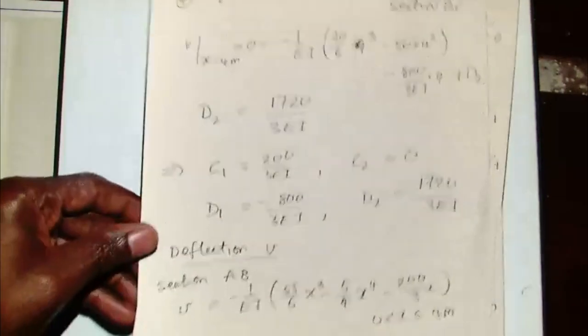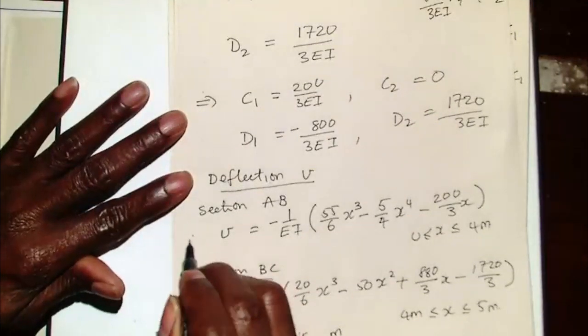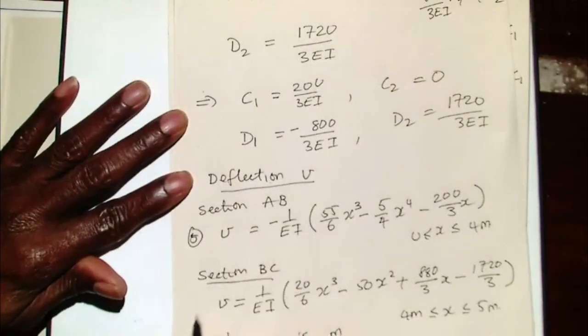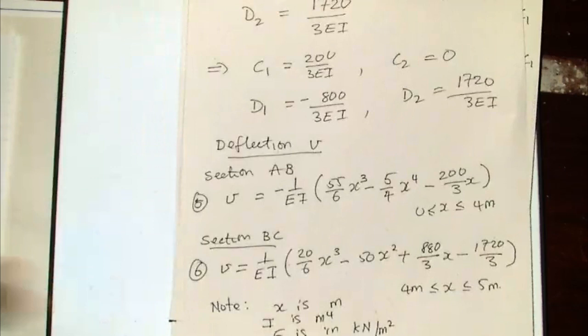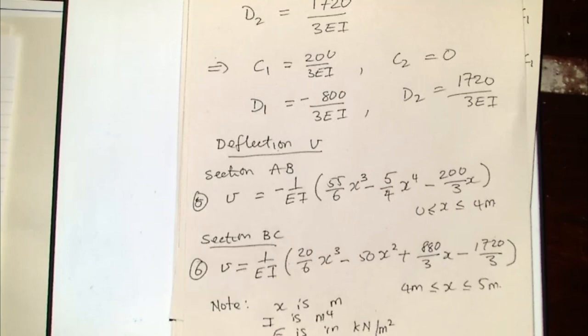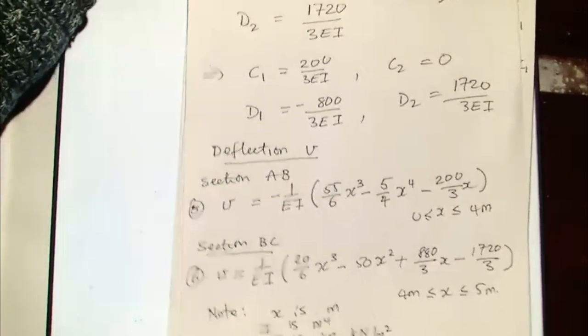And which of the two equations should we use? Is it this or this? This second one. So I'm going to use that second one, and I'm going to put x equals 5. So I know my modulus. Remember, modulus has to be in kilonewton per meter squared. And I know my I. I can find the value of the movement at point P.